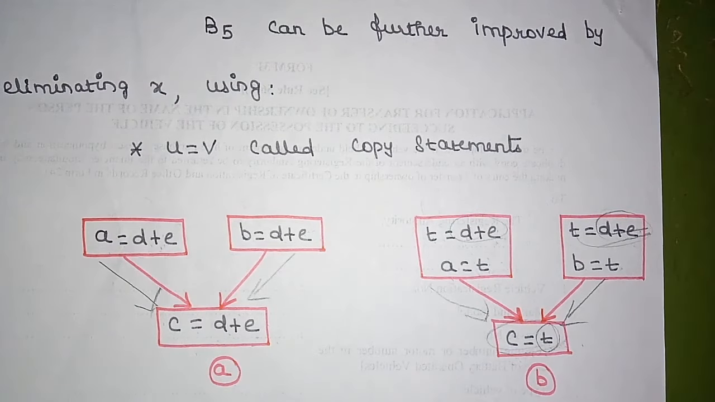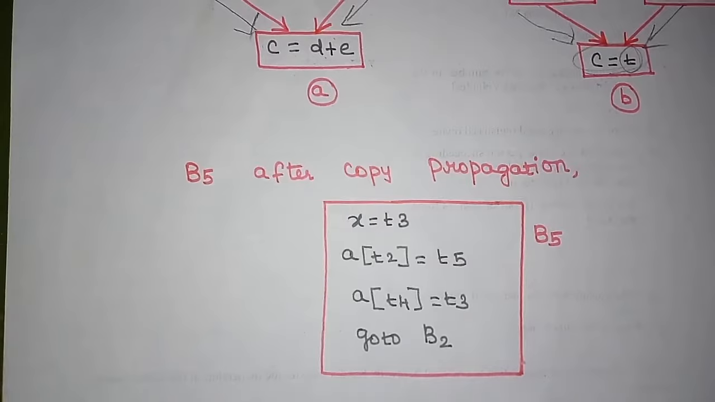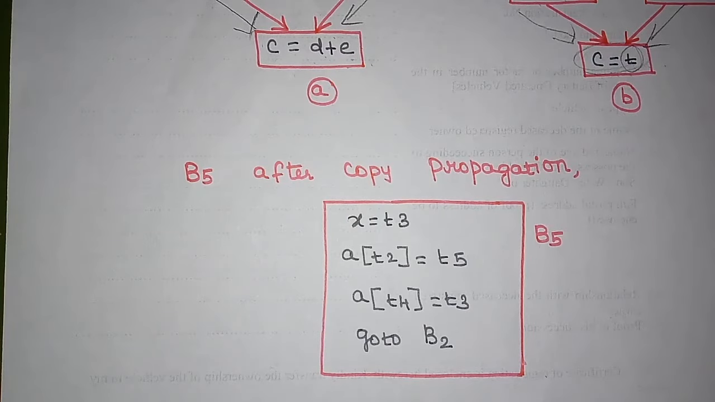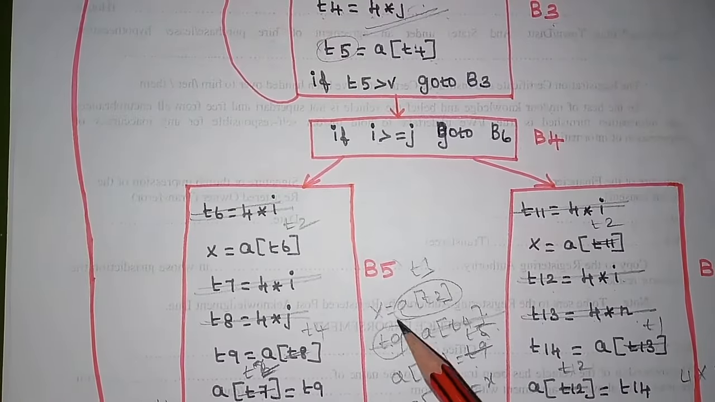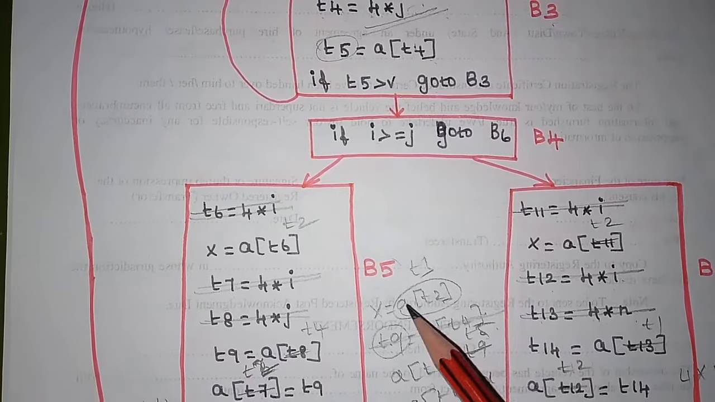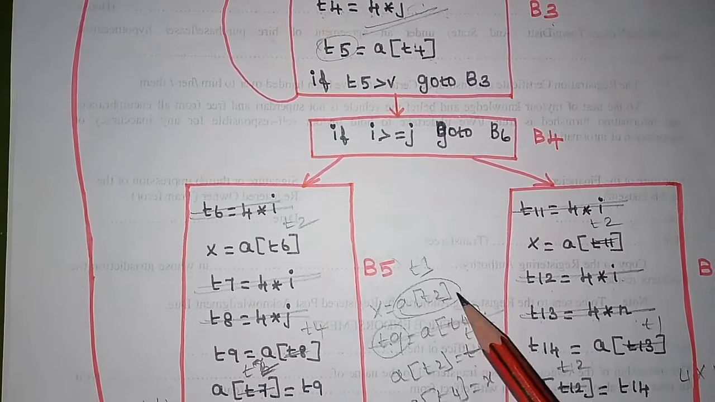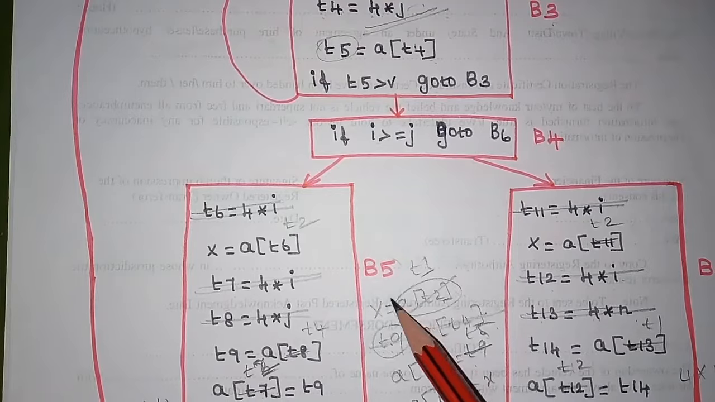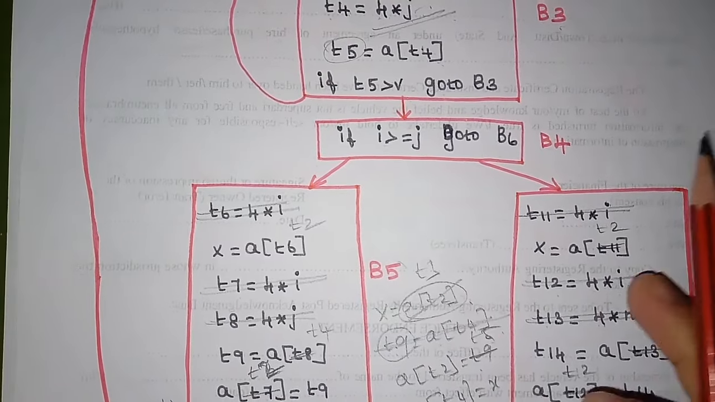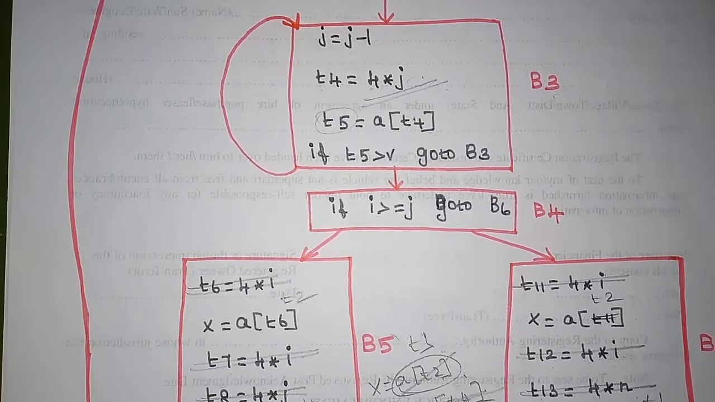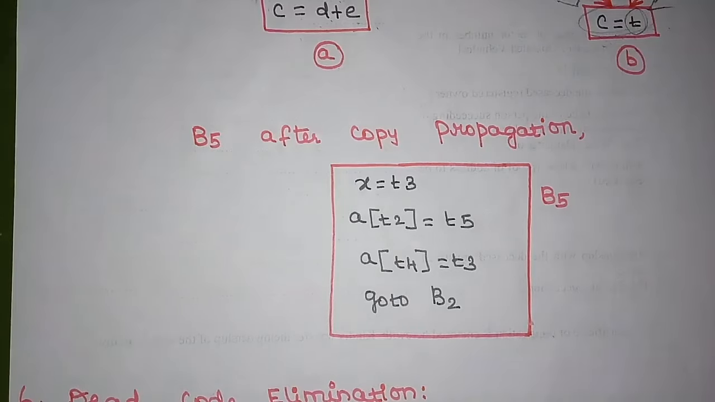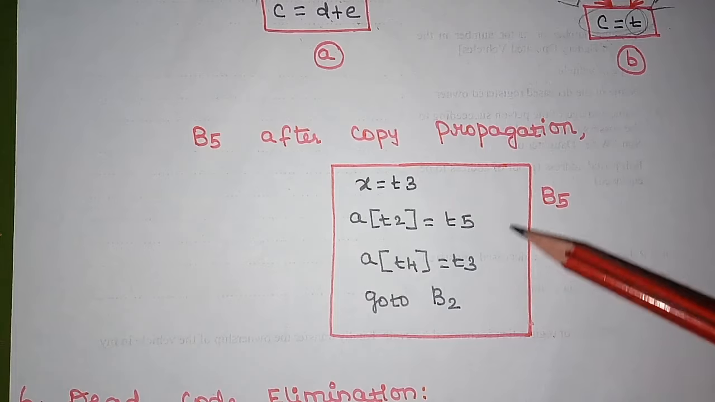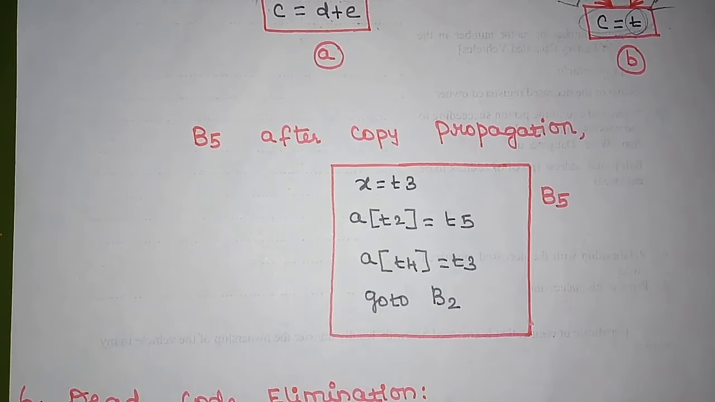So that is what we have done in block 5. As I already mentioned, instead of computing this a of t2 once again, we can just replace this a of t2 with t3 directly. So that is the copy propagation we are doing here. After performing this copy propagation, we are getting these statements in block 5.